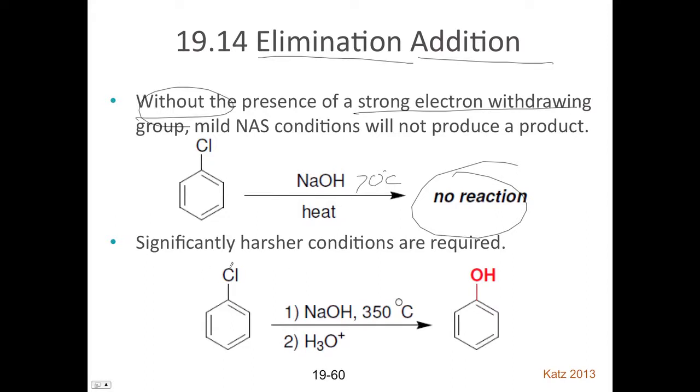But if you use significantly harsher conditions, like 350, like boil the crap out of this thing, heat it up and heat it up and heat it up, you will get something. Notice the heat here is insane. In Celsius, water boils at 100, just so you'll know. So if you take NaOH and throw it into 350, you will get some of this phenolic species formed, and probably in pretty decent yield after acidification. Again, 350 degrees, not something that you can reach very readily.